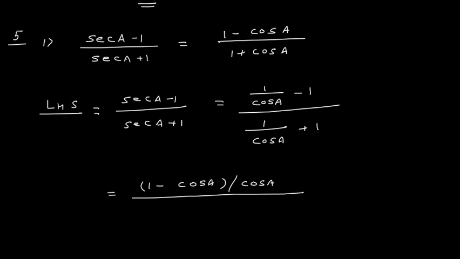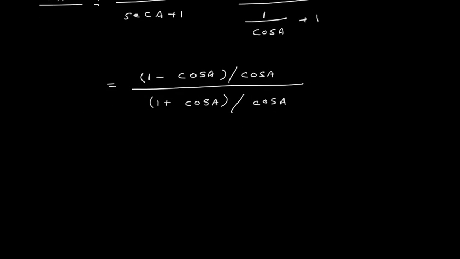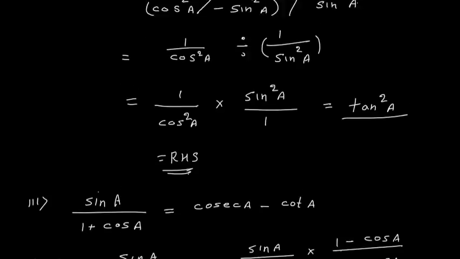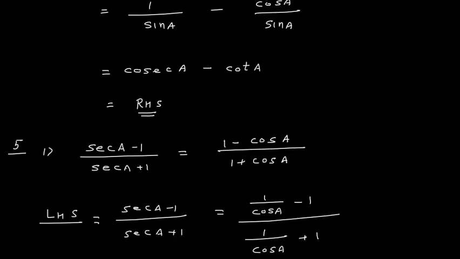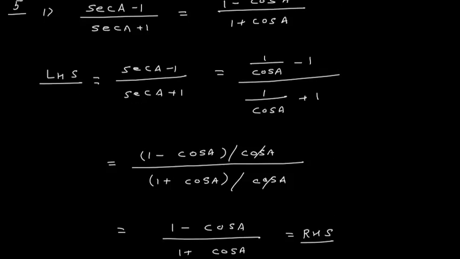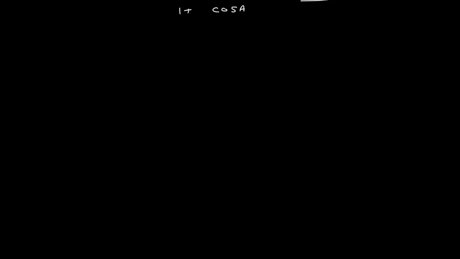This whole divided by denominator, which is 1 plus cos A, divided by cos A. Now see, this denominator cos A will cancel, and finally you have 1 minus cos A upon 1 plus cos A, which is your right hand side, RHS. Simple. So you have proved that sec A minus 1 upon sec A plus 1 is equal to 1 minus cos A upon 1 plus cos A, right? Okay, so let us see the second question.